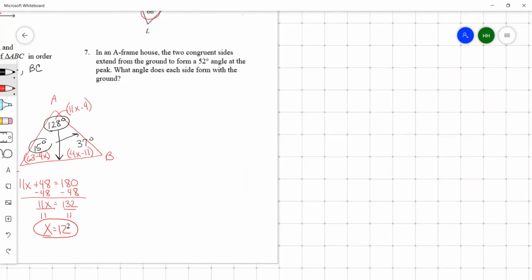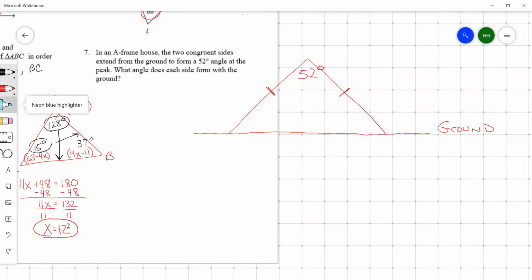Number 7 on the short answer, last one. In an A-frame house, here's what an A-frame house looks like. This is the ground. It looks just like the letter A. The two congruent sides extend from the ground to form a 52-degree angle at the peak. These are the congruent sides. Here's your 52-degree angle at the peak. What angle does each side form with the ground? Here's what you're looking for, the angle that the side forms with the ground.